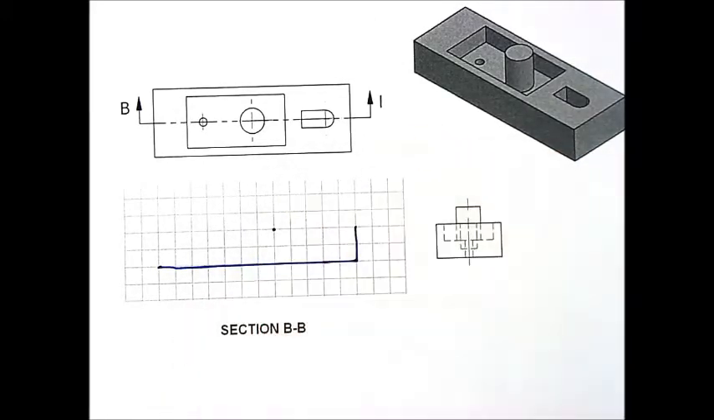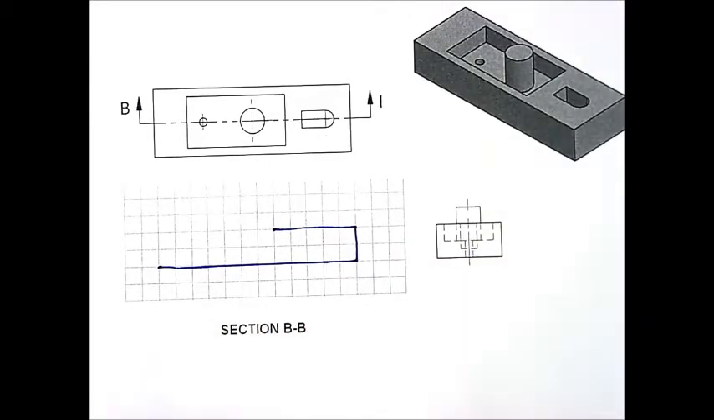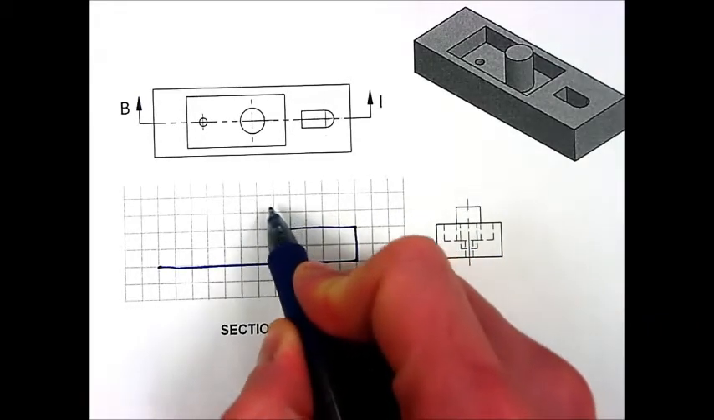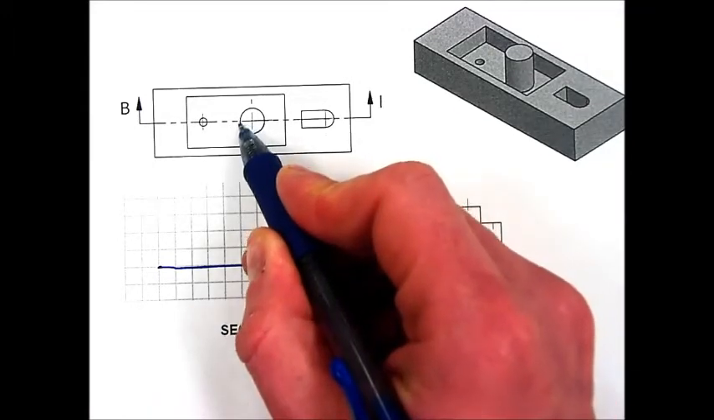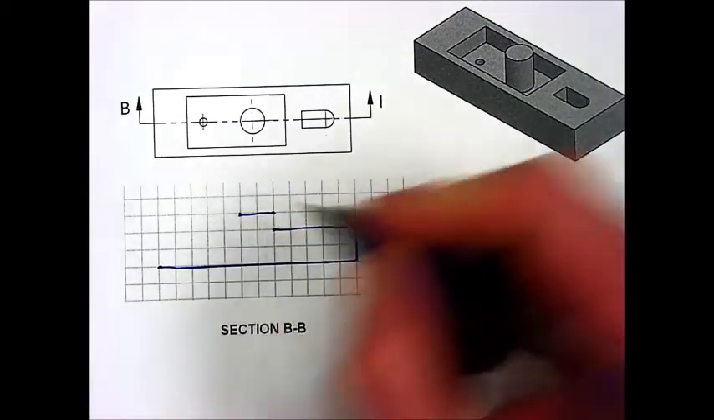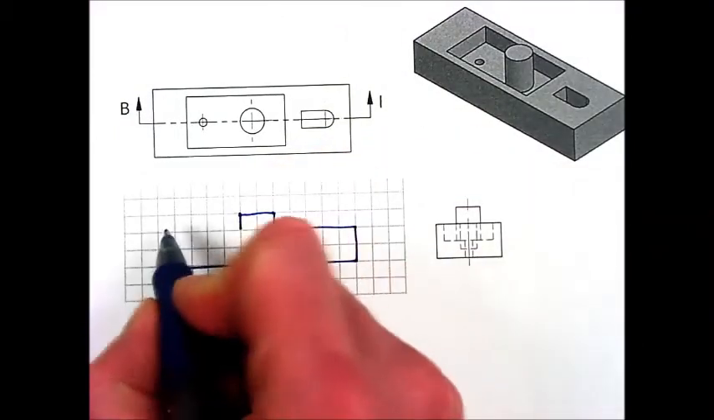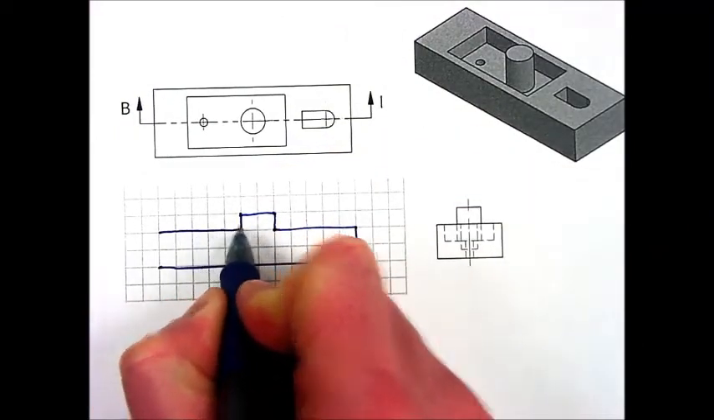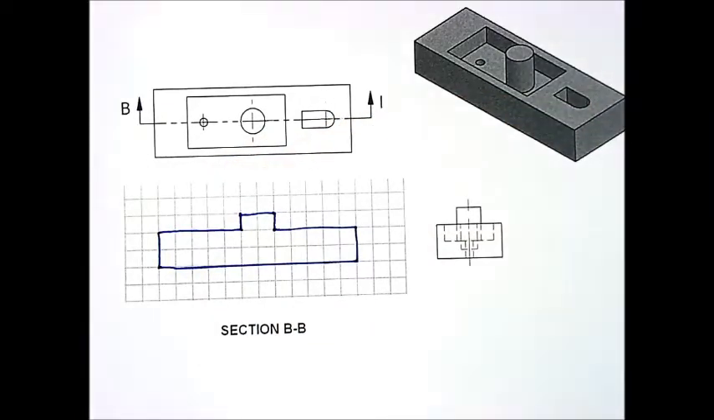So I'll put a dot right there. Draw the line over. That dot goes up 1 level. And project this line down. Down. Draw that line over. That line down. And that takes care of the basic outline of the object. Now we have to do some of the special features here.